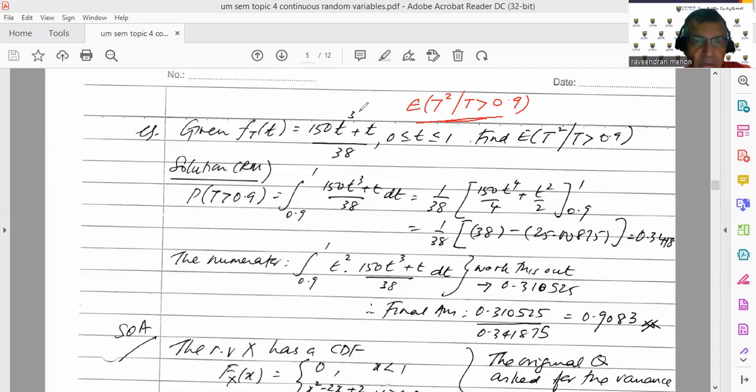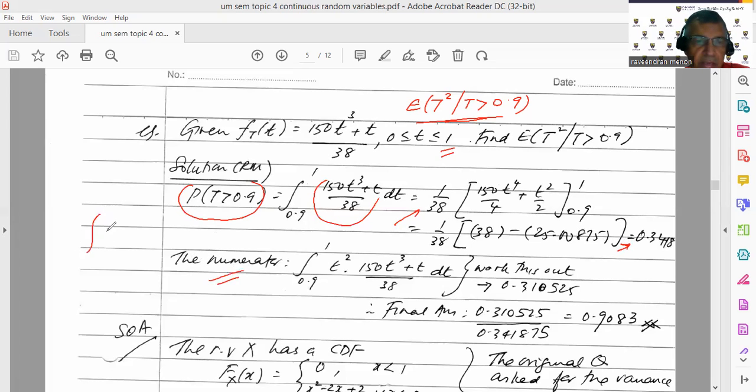So let's work out the denominator first, the probability t bigger than 0.9. That is not a hard thing to do. You're given the density function, so we'll work from 0.9 to 1, because the largest value of t is 1. This is a simple integration to work. Plug in the numbers carefully, use a calculator, and you'll get 0.3418. That's your denominator.